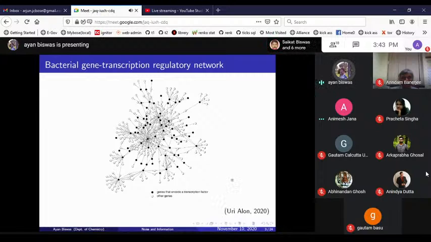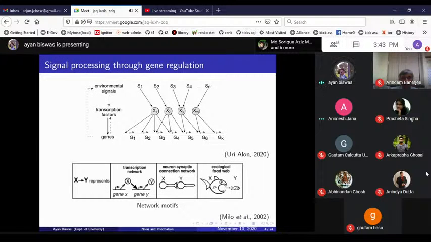So this is a typical bacterial gene transcription regulatory network for E. coli. You have those genes and transcription factors as nodes and interactions between them as edges. But it can be anything, maybe epidemic spreading through a population, or maybe the financial stock market. For us, it is small network motifs, that is, recurrent patterns inside this huge chunk of interactions. So you have environmental signals interacting with genes through the transcription factors acting as mediators.